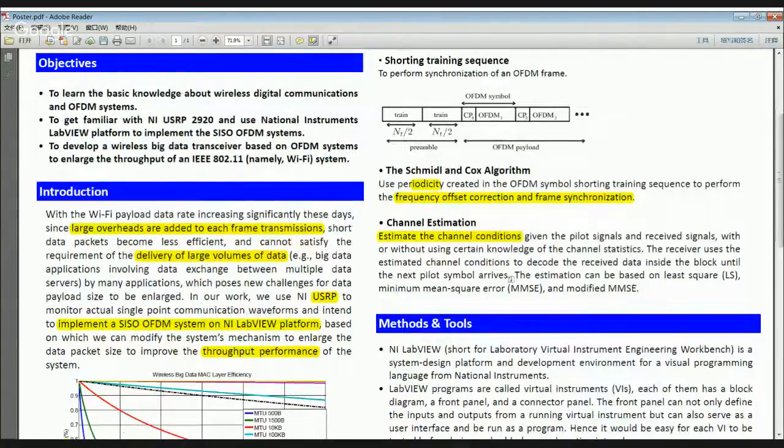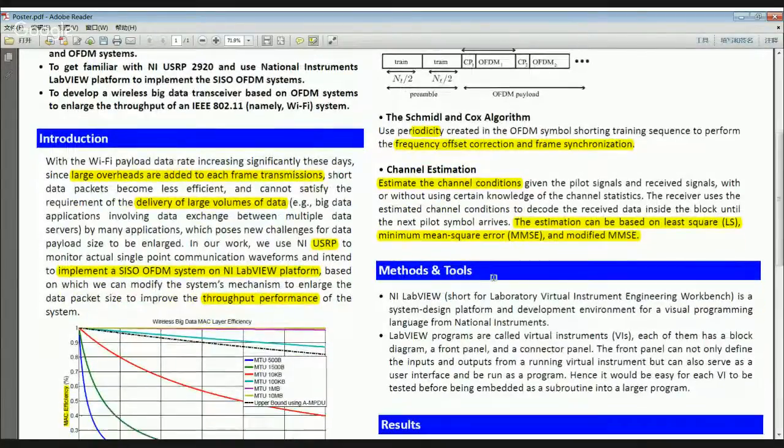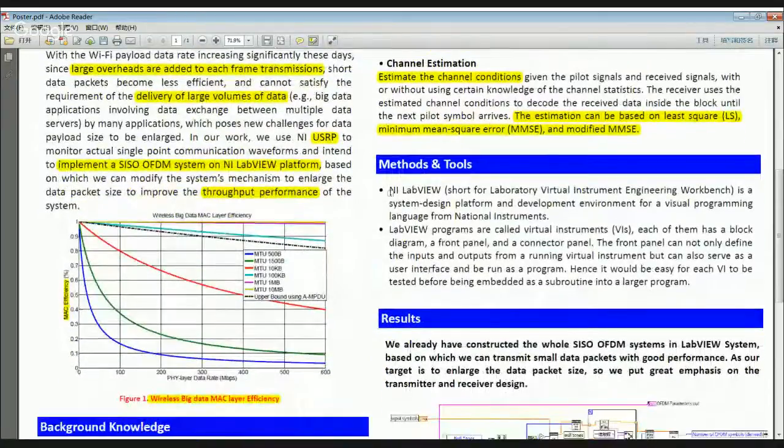There are several methods of OFDM channel estimation. The first one is the MMSE and also the modified MMSE. In our system, we just aim to minimize the mean square error. As for the measurement tools, as we said before, we utilize NI LabVIEW to develop a program of OFDM, which is a visual programming language from National Instruments.